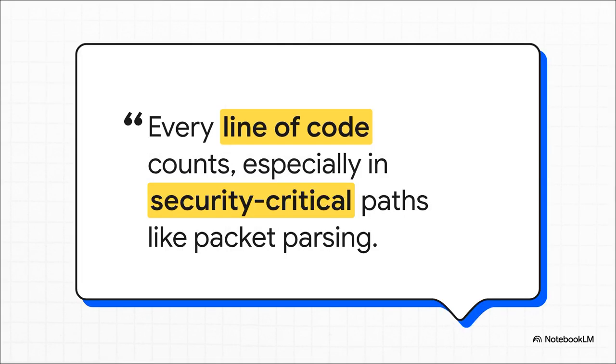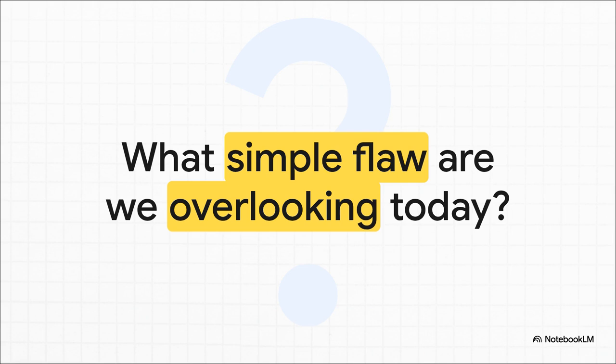It's a powerful reminder, right? Every single line of code counts, especially in those critical pathways that handle data from the outside world. In security, there's just no room for error. Diligence is everything. And that leaves us with one last question to think about. If a flaw this basic had such a massive impact back then, what simple, fundamental mistake are we all overlooking right now, buried deep in the code that runs our world?